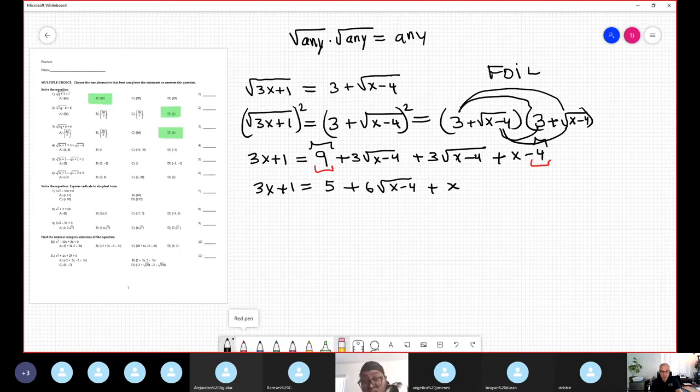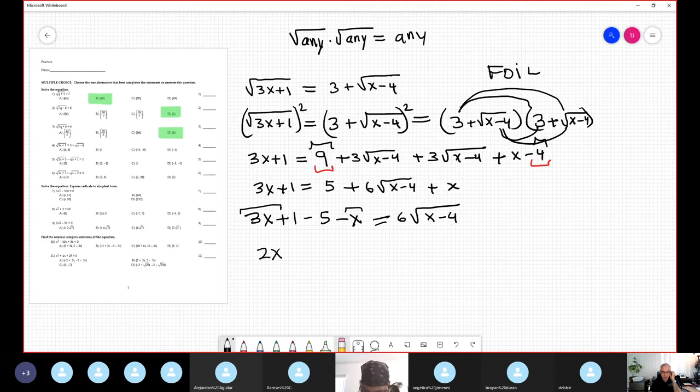Okay, now what should I do? Remember, we have another radical equation. It contains only one radical now, not two. So you isolate the second radical. 3x plus 1 minus 5 minus x is equal to 6 times square root of x minus 4. You move everything to the left because I want to isolate the expression that contains the radical, with the coefficient 6. It's no good to divide by 6, because you introduce artificially a fraction. I don't like the fraction. Now we combine: 3x minus x is 2x. And 1 minus 5 is minus 4, equals 6 radical.